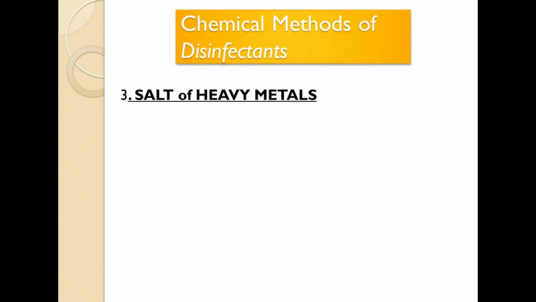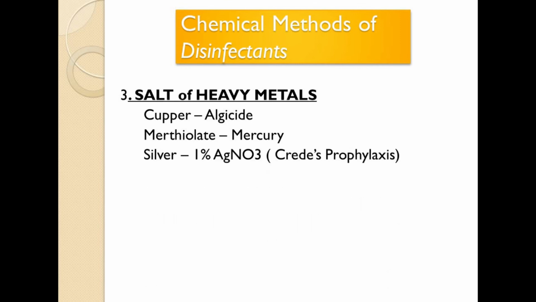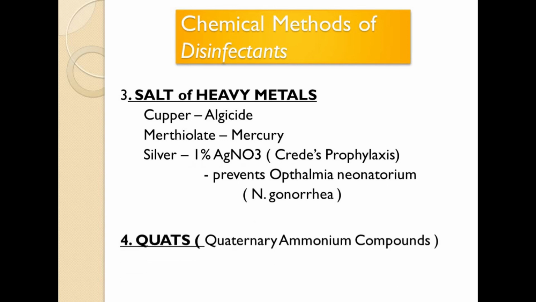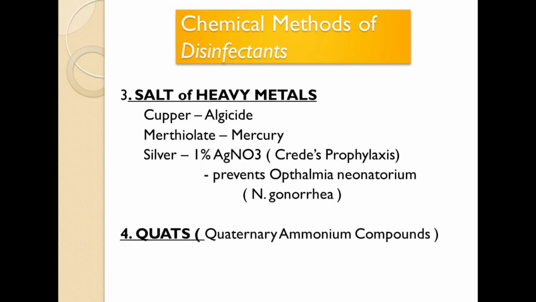Next is salts of heavy metals. They use copper algicides, merthiolate or mercury, silver, 1% silver nitrate or Crede's prophylaxis. It prevents ophthalmia neonatorum. Okay? For your Neisseria gonorrhoeae.